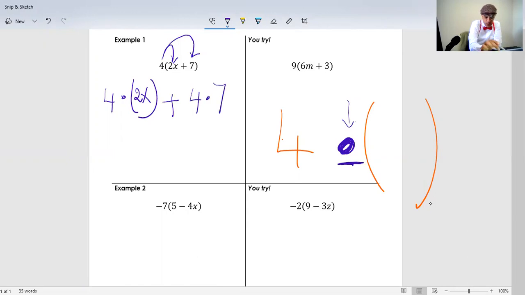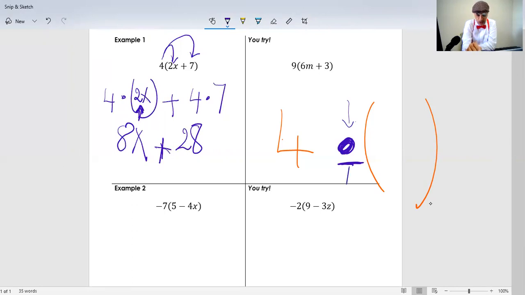And when you multiply a number with a variable, you multiply the coefficient, the number next to the variable. That's what gets multiplied. So this is 4 times 2 gives you 8, and you keep the x, plus 4 times 7 gives you 28. So we just distributed using multiplication, and you give the 4 to everyone inside the parentheses. You're going to connect them together with multiplication.